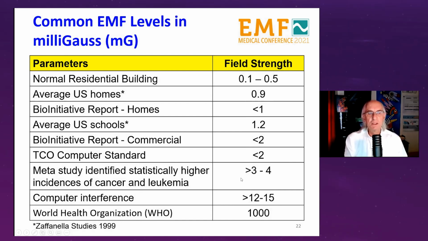There was a meta-study that showed that a higher incidence of childhood leukemia and cancer can be attributed to levels of 3 and 4 milligauss and higher. Even though the World Health Organization declares EMF a possible carcinogen, they still say up to 1,000 milligauss is okay. Well, this is a totally unrealistic number. You will never find 1,000 milligauss under a high tension power line or anywhere else. You really have to put your butt on top of a transformer to achieve that. So we want to be somewhere below 1.